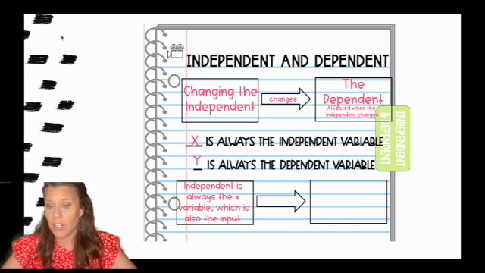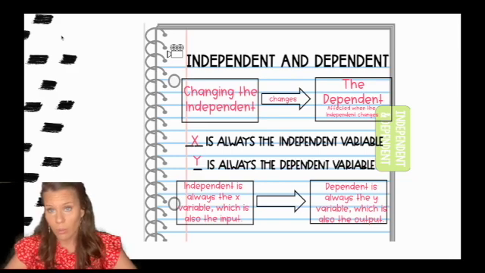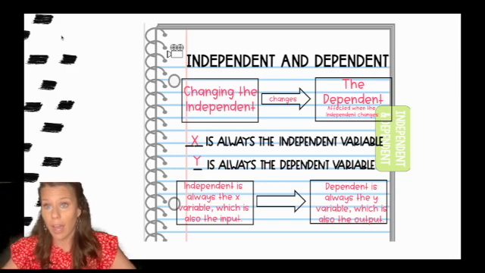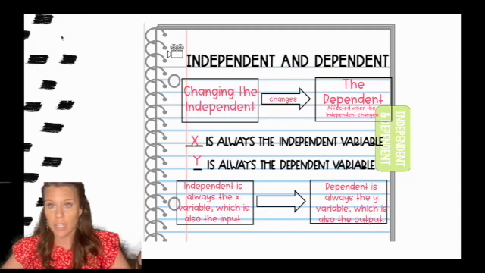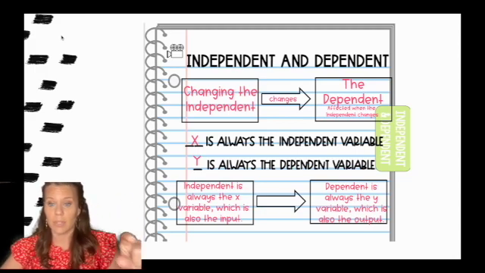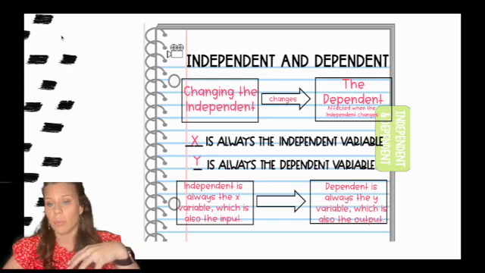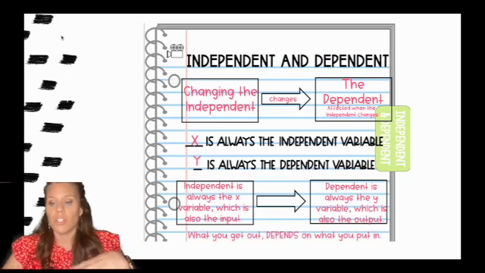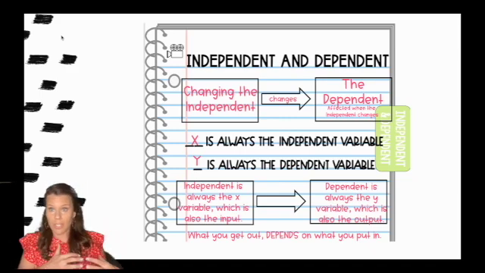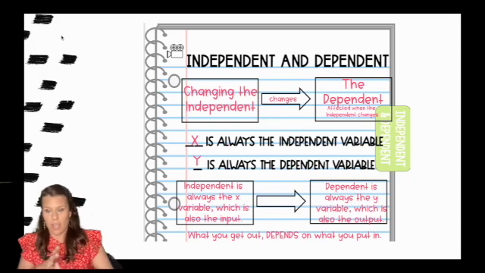Independent is always the X variable, which is also the input. Sorry, input. And dependent is always the Y variable, which is always the output. So independent, input: I think I, because independent and input both start with I, so that's how I remember that. And then dependent is always the output. What you get out depends on what you put in. If there's nothing to put in, you can't get anything out, okay?